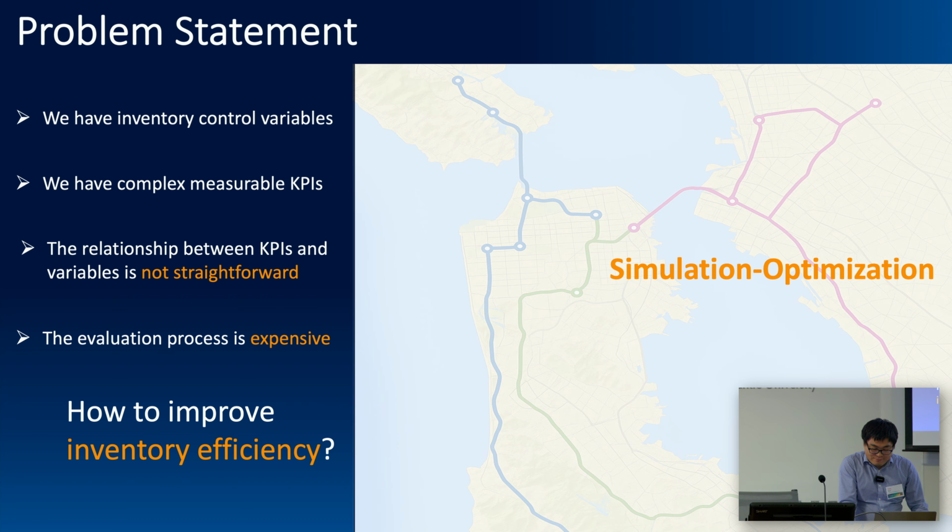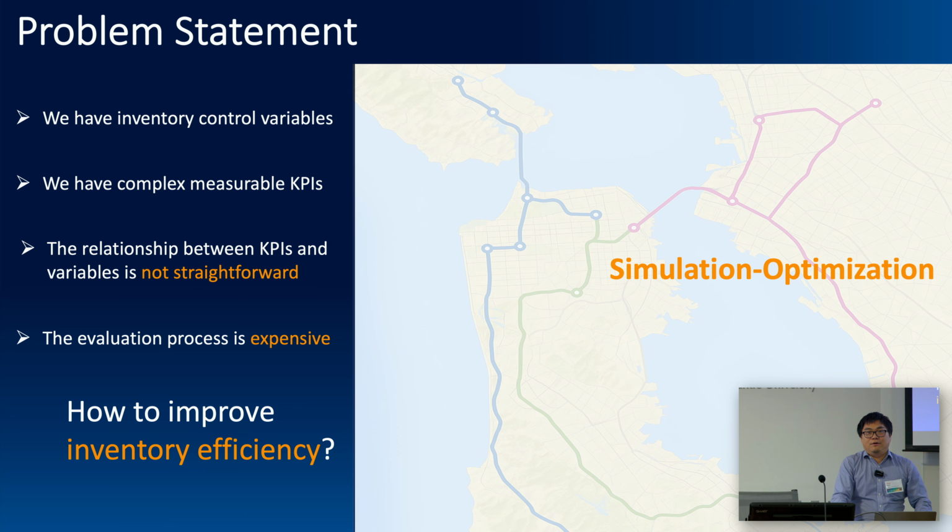We will focus on a simulation optimization setting where we have inventory control variables. It can be your safety stock or some base inventory, or just settings that you can set to control your inventory position. When the on-hand quantity drops below that quantity, it triggers an order to move your on-hand inventory up. As the sales process continues, it lets your inventory go down and hit that threshold and trigger a replenishment again. So this is the problem, and we have complex measurement KPIs.